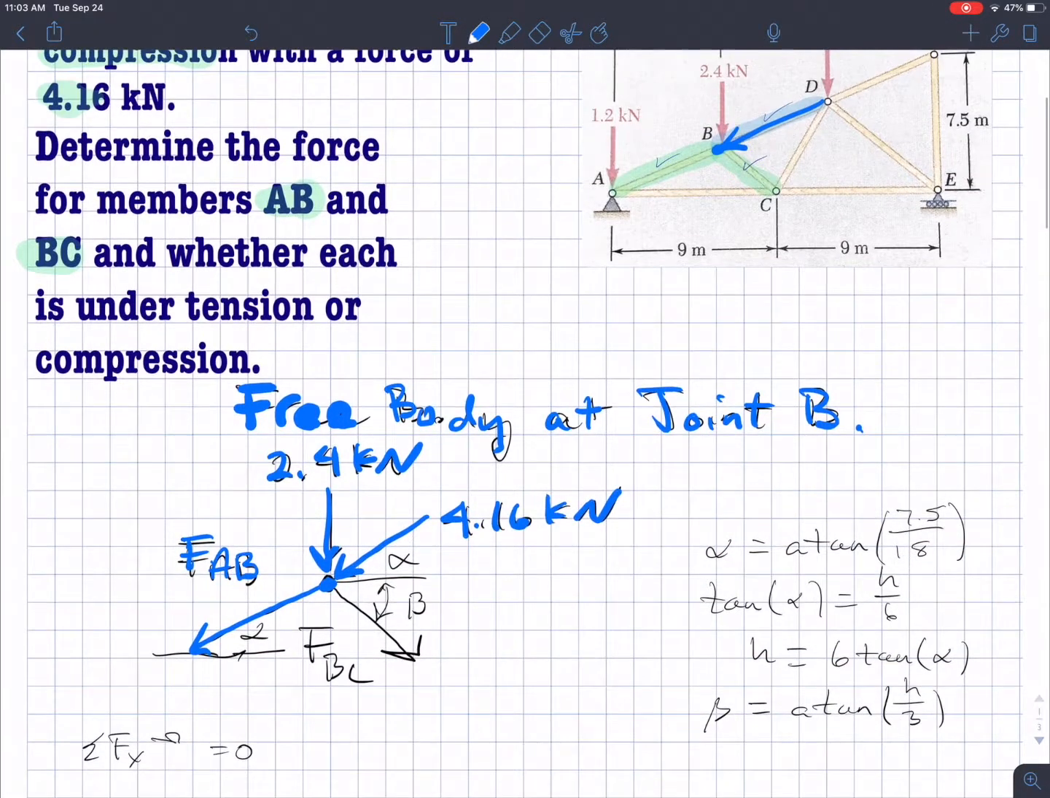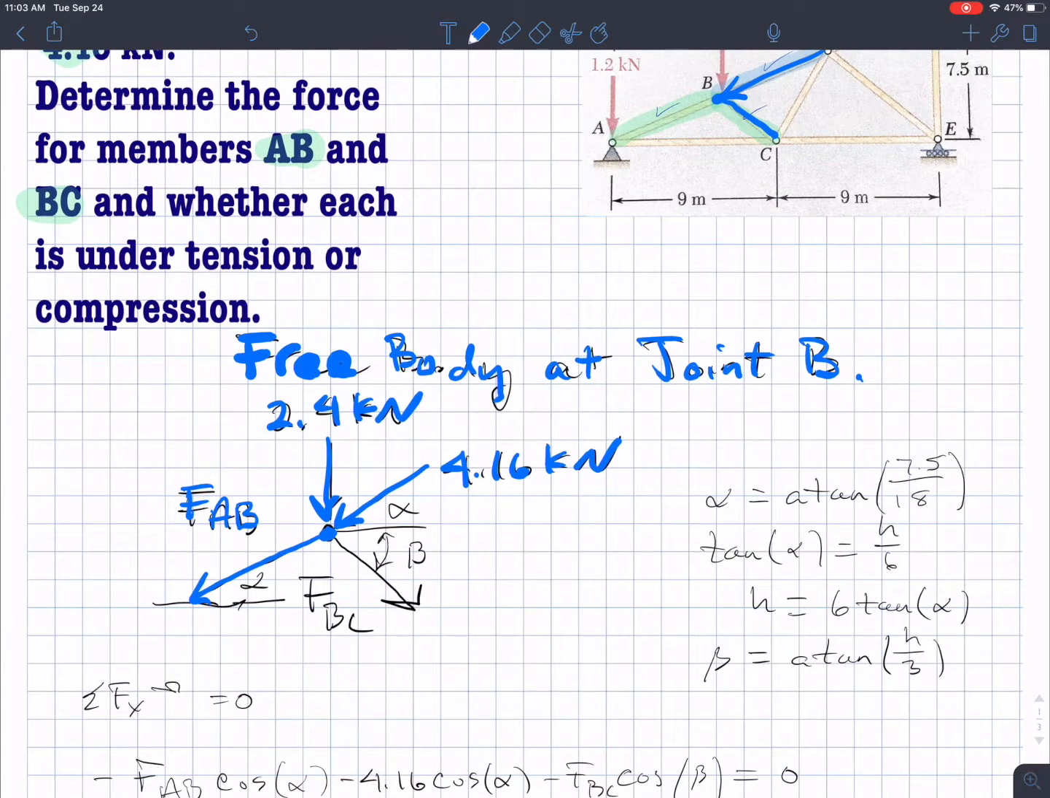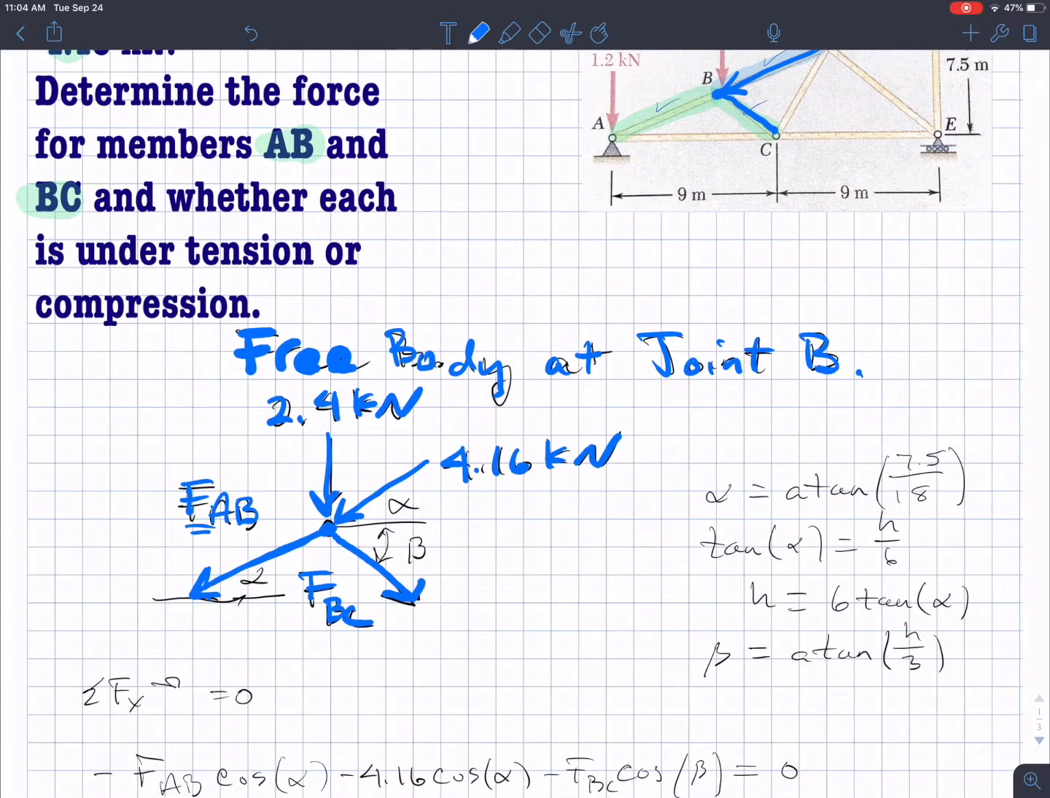All right, and then we see we have this force member FBC, so let's assume it's in tension. I did the same thing for AB. I assumed it was in tension with the arrow coming out of the joint. Okay, and so that's the free body diagram. This would be FBC, and that's a good start for the problem. All right, so the next thing you're going to ask yourself is, well, how would I write sum of equations in the x direction and the y direction? I'm going to need to resolve these forces into those components.